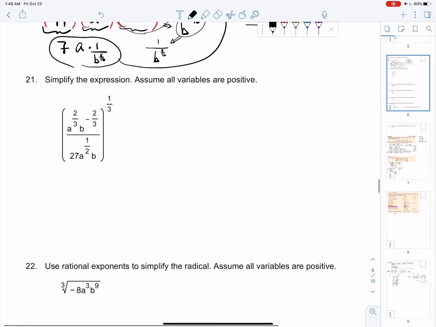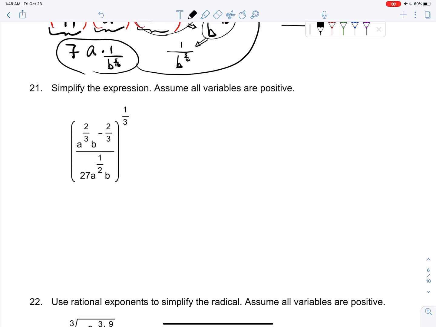Got a couple nasty problems here, and then they start getting easier again. But this is about the nastiest one of all. And let's see if we can do it.